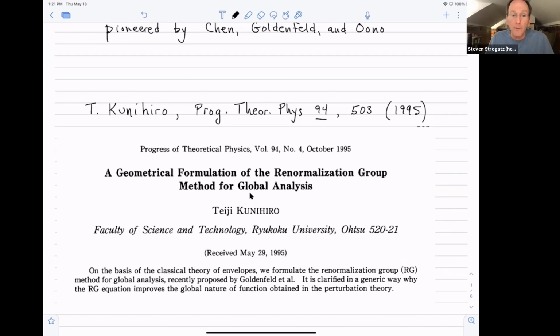I'm not sure. But anyway, Kunihiro says, on the basis of the classical theory of envelopes, we formulate the renormalization group method for global analysis recently proposed by Goldenfeld et al. It's clarified why the renormalization group equation improves the global nature of functions obtained in the perturbation theory. So you'll see what that means in the course of this discussion.